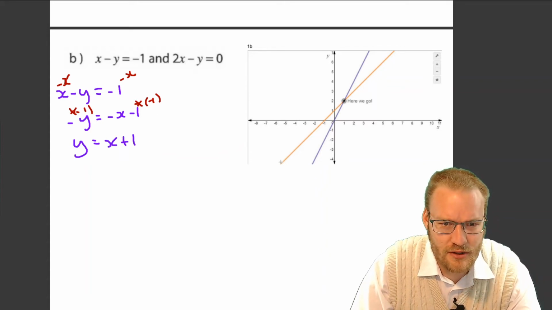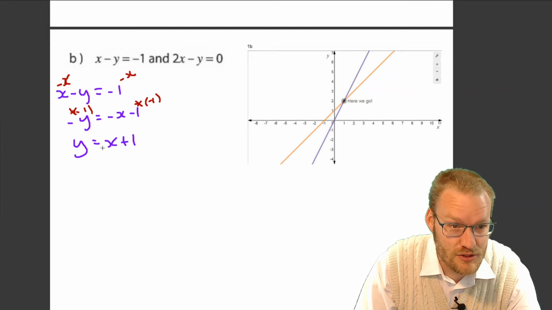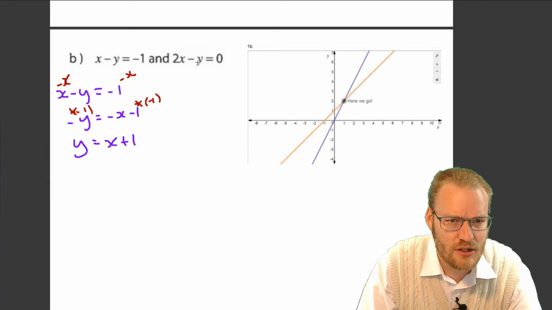Which must be this graph here, right? Because of the y-intercept being positive 1. And we can see the gradient. Look at this gradient. For every one step across, we're going up by 1. So that's what this 1 here is for, the gradient.